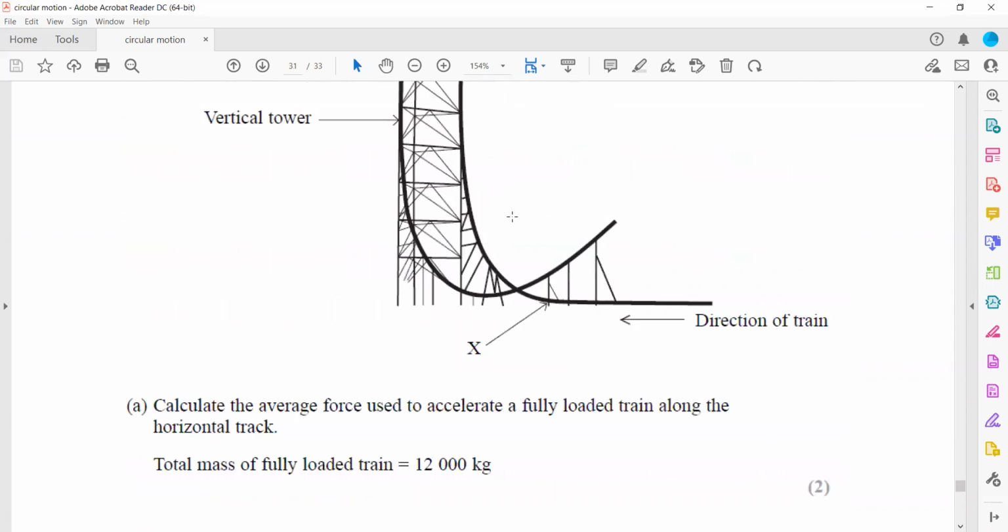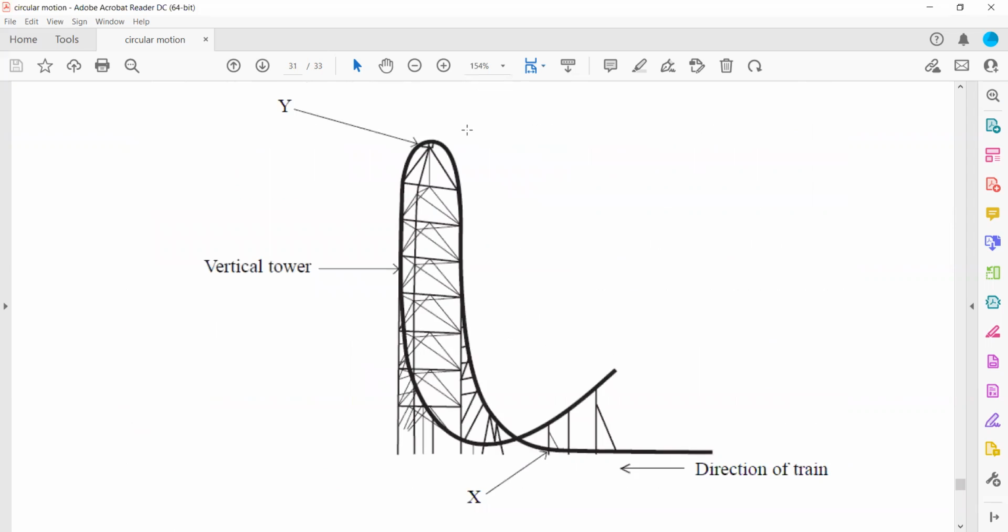So what happened? The initial energy is kinetic, because it is still moving. But when it reaches this point, it's still moving, it does not stop, so it will have kinetic energy plus potential energy. If this is kinetic energy 1, this will be kinetic energy 2. So kinetic energy 1 is equal to the potential energy plus kinetic energy 2.